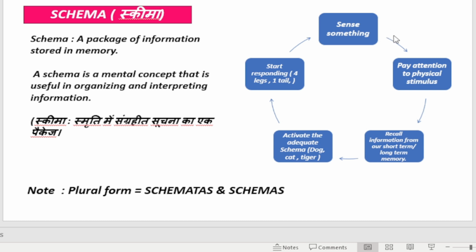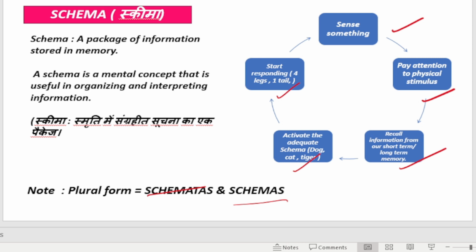First, we need to sense the object, like a human, it may be animals or any other things. Then we will pay attention to the object. Then we will recall the information from our short-term and long-term memory. Right. After that, the schema will activate in our mind and we start to respond. It is a dog. It has 4 legs and one tail. And now the plural of schema is schemata and schemas. So this is also asked in the examination.